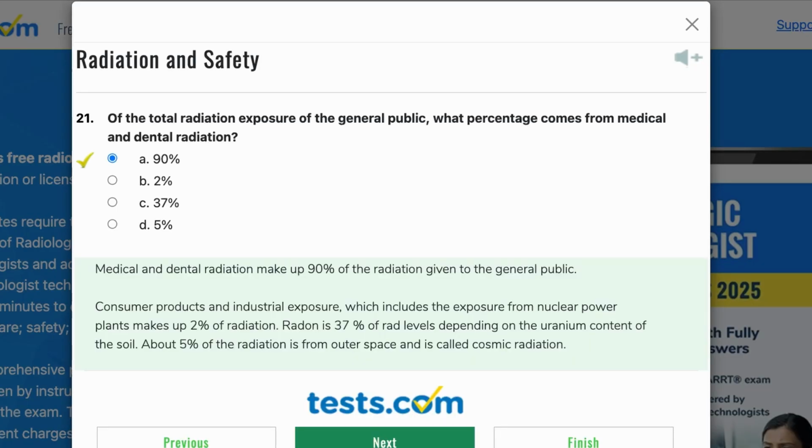Medical and dental radiation make up 90% of the radiation given to the general public. Consumer products and industrial exposure, which includes the exposure from nuclear power plants, makes up 2% of radiation. Radon is 37% of rad levels, depending on the uranium content of the soil. About 5% of the radiation is from outer space and is called cosmic radiation.